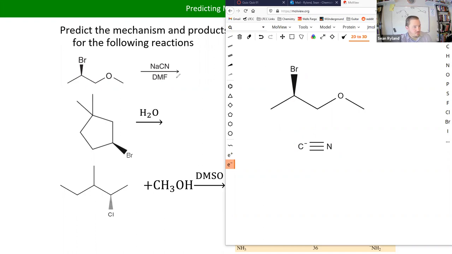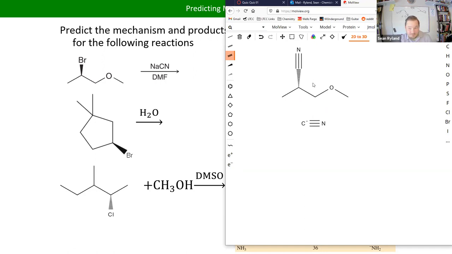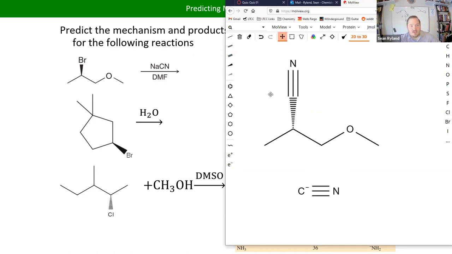Bromine leaves. If it's SN2, we're only going to make one product, which is going to look like something like that. There's the carbon from the cyanide that came in and attached. There's the nitrogen that's still attached as well. It's going to be into the board or the screen because the bromide was coming towards us, right? We had to do that backside attack for SN2. So we only get one product here. It all happens at once, no rearrangement necessary. No, you're not going to get more than one possible stereoisomer.